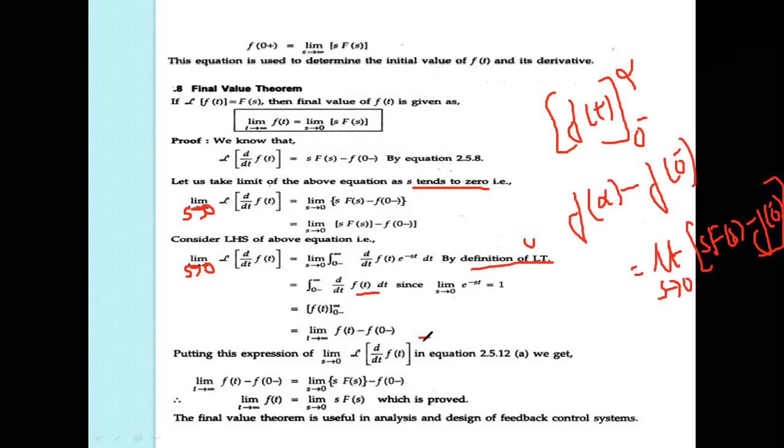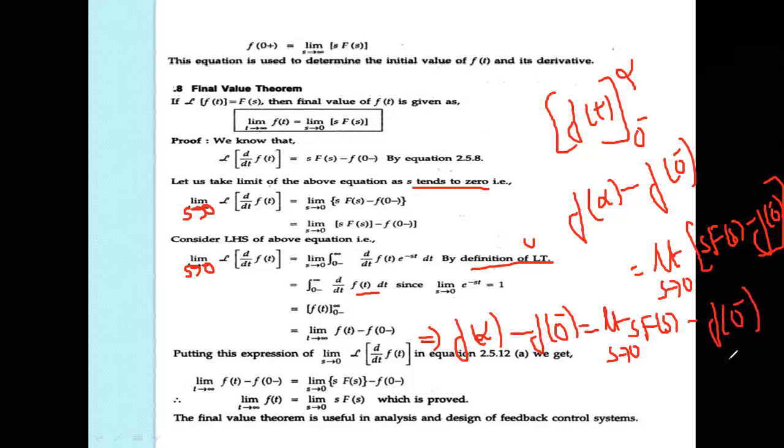Now I am taking this as the f of t signal. So f of infinity minus f of 0 minus is equal to limit s tends to 0 of s into f of s minus f of 0 minus. Here there is an s, so I am taking the limit. In the second term there is no s term, so there is no need of the limit s tends to 0; directly you can write f of 0 minus. On the left hand side we have minus f of 0 minus, and on the right hand side f of 0 minus is also there. They get cancelled. This implies f of infinity is equal to limit s tends to 0 of s into f of s. Now I am writing on the LHS limit t tends to infinity.